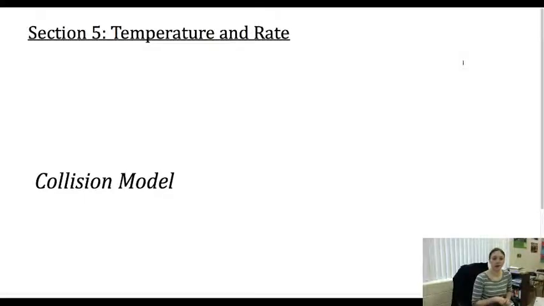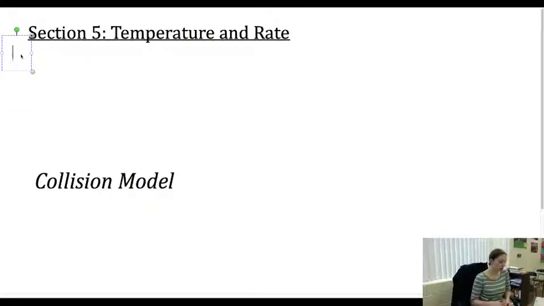All right, in 14.5, we're going to look at temperature and how that affects our reaction rate. We're also going to look at some activation energy and what that is, and talk about how we determine activation energy using an equation and some graphs. So the first thing we're going to start off here with is just a little bit about temperature.